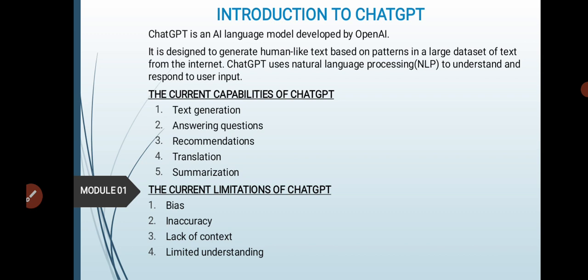Summarization: it summarizes text. If you have text that is about 1000 words and you want it summarized down to 100 words, it will do that within a twinkle of an eye. So that one is not a problem. Then the current limitations of ChatGPT: number 1 is that it is biased.